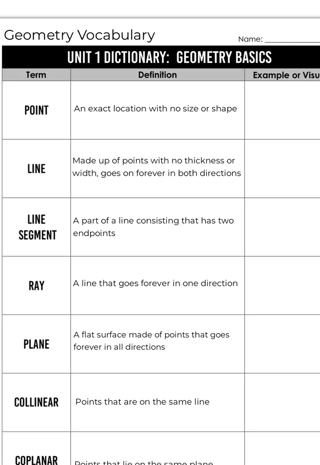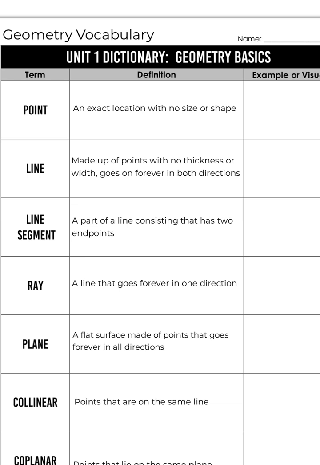A point is an exact location with no size or shape. We represent a point with a dot. So that would be point P, this would be point Q, point R. It's just a point, an exact location.